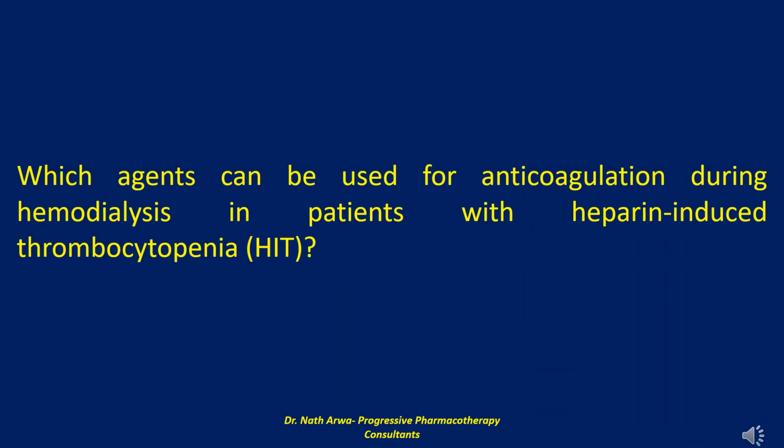This case refers to patient ROW discussed in parts 520 and 521 of this pharmacotherapy series. Which agents can be used for anticoagulation during hemodialysis in patients with heparin-induced thrombocytopenia, abbreviated as HIT?